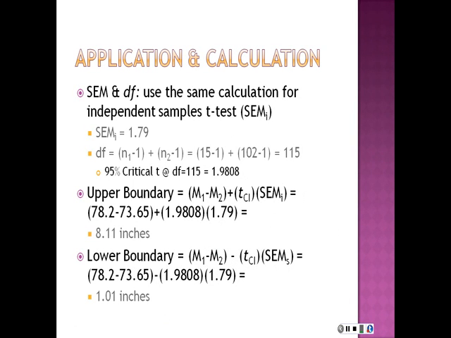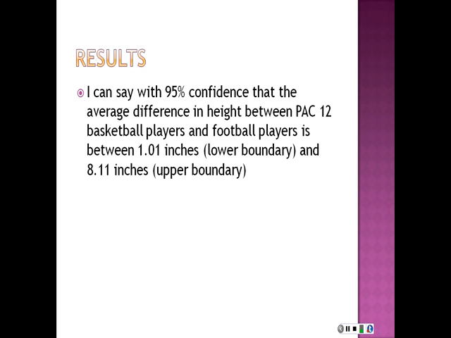So what is this telling us? This is the question of interest, right? This is saying, I can say with 95% confidence that the average difference in height between Pac-12 basketball players and football players is between 1.01 inches at the lower level and 8.11 inches at the upper level. So basketball players are quite a bit taller than football players, and we have our range of confidence here, right? So we're 95% confident that the average difference is going to be somewhere between about 1 inch and 8 inches.